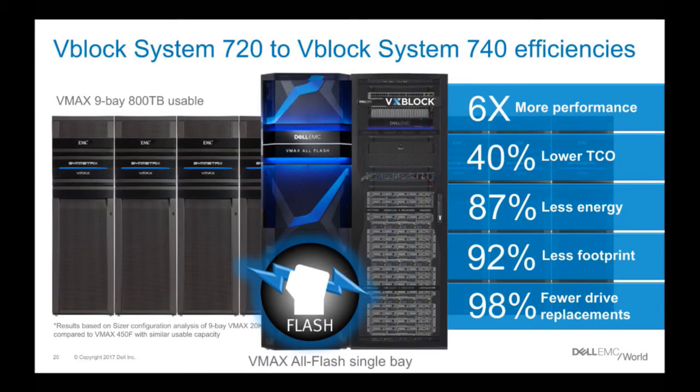To me, this is an interesting representation. It's a comparison between the 720 and the 740. And trying to make it apples to apples, this is a representation of the VMAX 20. It's a 9-bay storage configuration that supports 800 terabytes of usable storage. On the 740, the equivalent would be the all-flash 450F. And it's also roughly configured for 800 terabytes of usable storage.